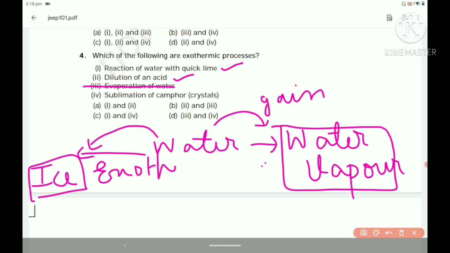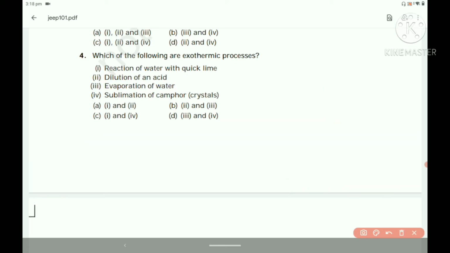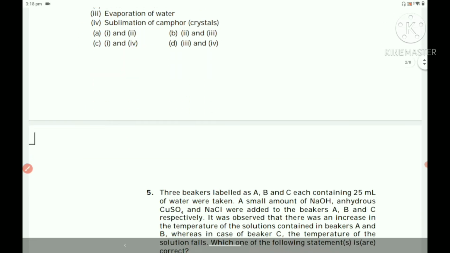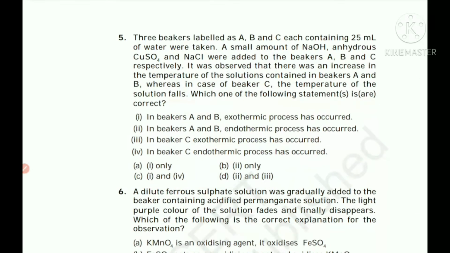Sublimation of camphor. If you're aware of what sublimation is, it is the conversion of solid directly into gas. Same thing, right? It should absorb the heat energy, absorption. So that is endothermic. It's the opposite of exothermic, so it's not 3 or 4, it's 1 and 2, which is the first option. Okay, next.